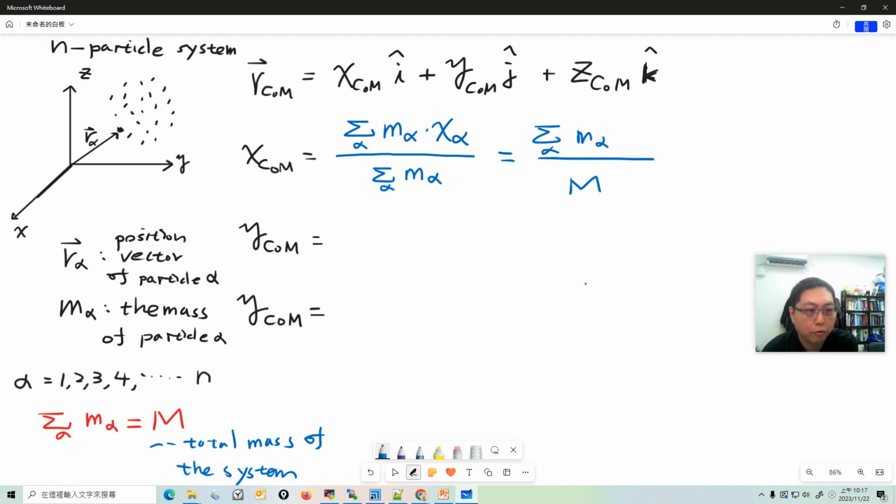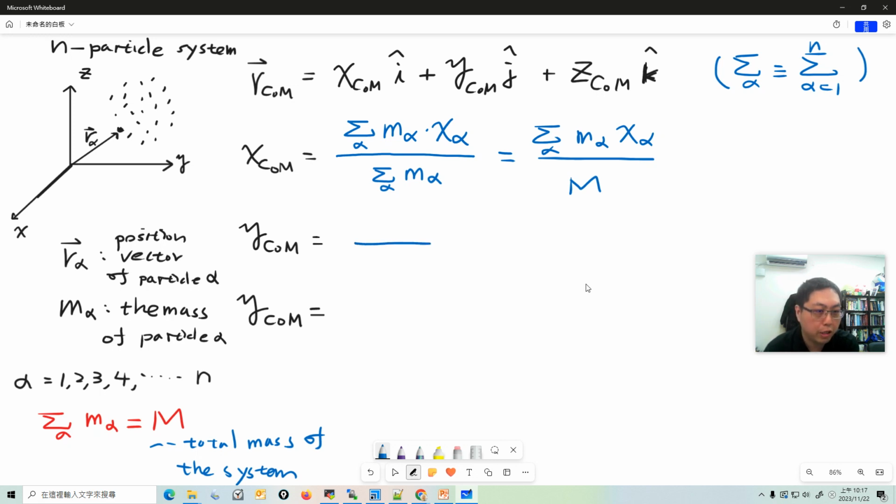The numerator is the summation over alpha of m alpha x alpha. Because there's not much space here, I use the abbreviation summation alpha, but actually it is the summation from alpha equals 1 to n. So the formula is very simple: each particle's mass in your n particle system times its own x coordinate, summed altogether and divided by the total mass, is equal to the x coordinate of the center of mass.